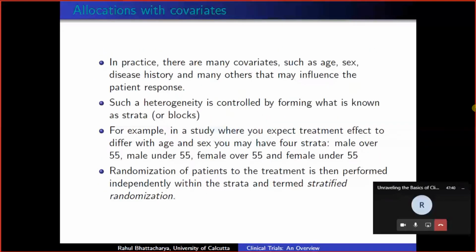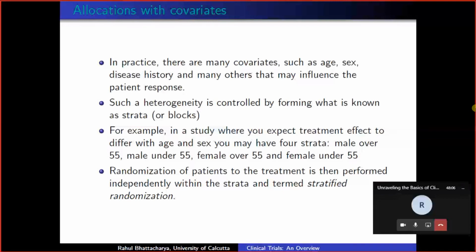Next is allocation with covariates. In practice, there are many covariates such as age, sex, disease history, and many others, and they influence the response. Such heterogeneity is controlled by forming what is known as strata or blocks. For example, just look at this. Suppose you expect that there are two prognostic factors or covariates, say age and sex, and you expect that the response of the patients differs with respect to age and sex.